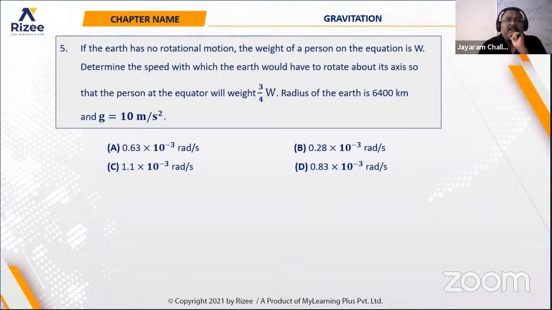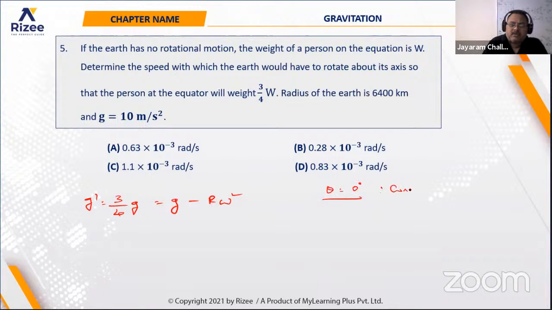Next one. If the earth has non-rotational motion, the weight of the person at the equator is W. Same sort of a thing. The speed at which the earth would have to rotate about its axis so that the person feels that weight is going to be 3/4 of the weight. That means G dash is equal to 3 by 4th of G, which is equal to G minus R omega square. I'm writing only this since theta is equal to 0 degrees, so cos 0 is equal to 1 at the equator. On solving this, it will be G by 4 is equal to R into omega square.